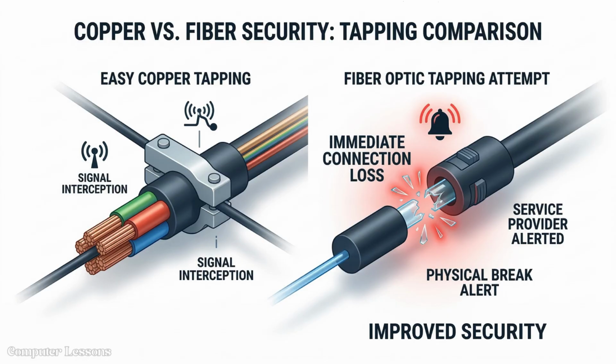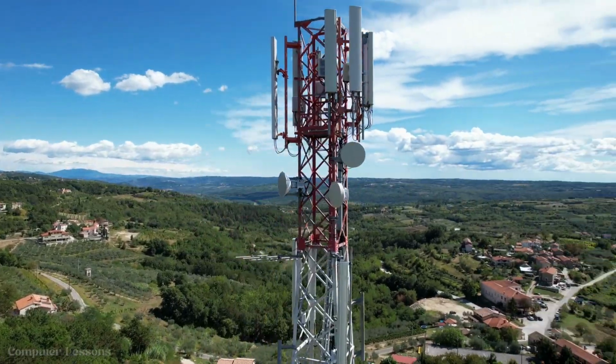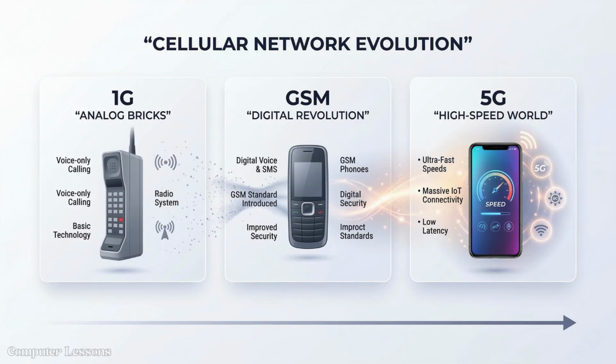But fiber only connects fixed locations. What happens when you leave your house? You disconnect from the glass and reconnect to the air. However, unlike Wi-Fi, which covers a room, this next technology covers the planet. In the next video, we will explore the history of cellular networks. We will trace the evolution from the analog bricks of 1G to the digital revolution of GSM, and finally, the high-speed world of 5G.